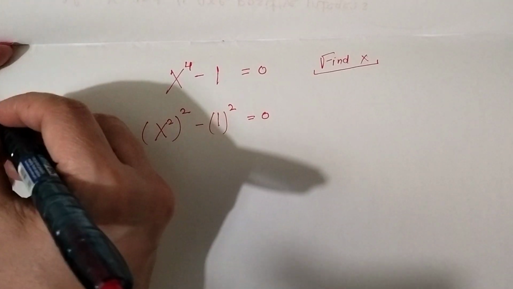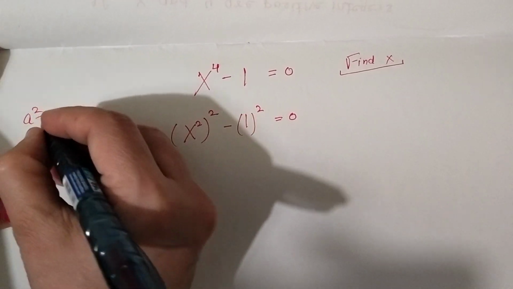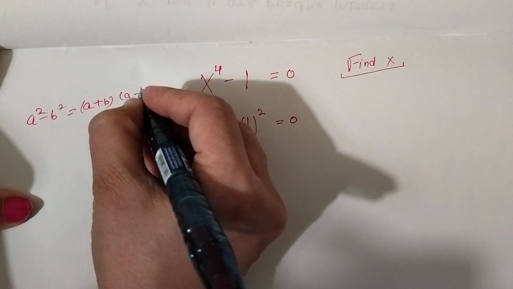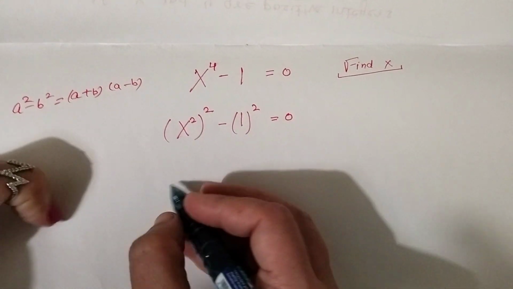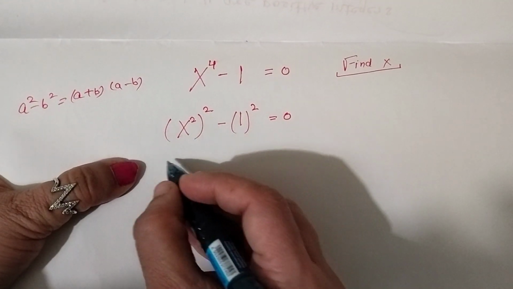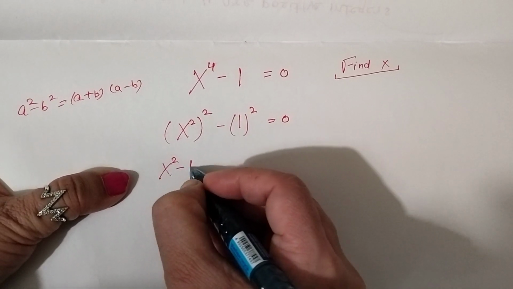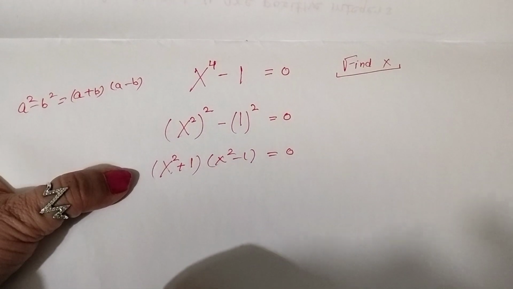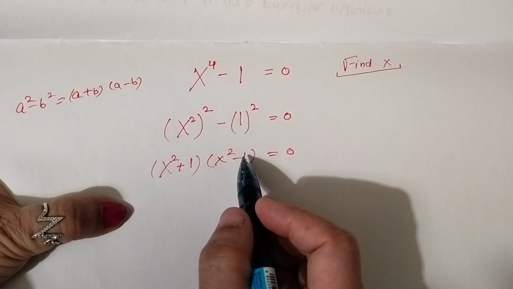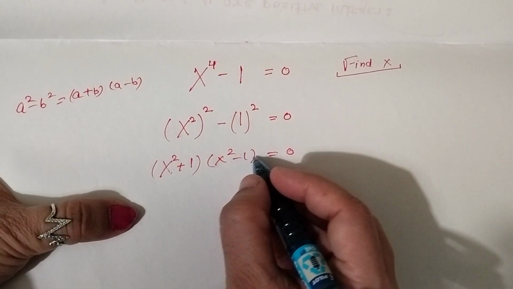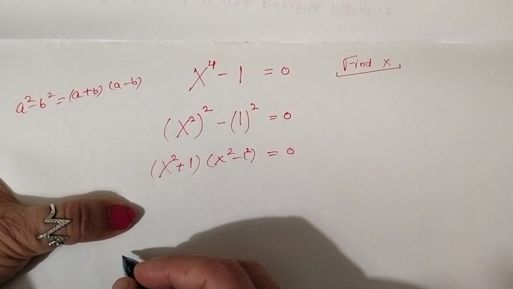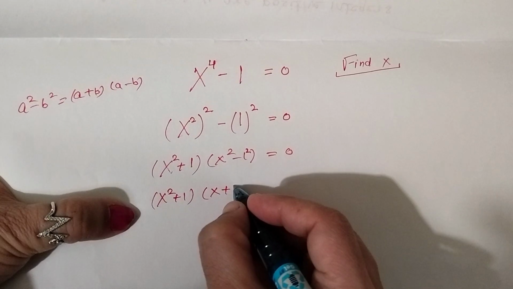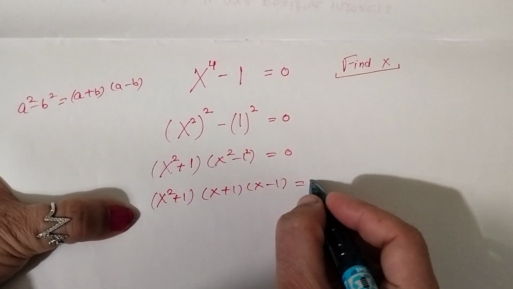Because I know a formula that a square minus b square is equal to a plus b, a minus b, right? So that means this is a, this is b. I can write it like x square plus 1 and x square minus 1 equal to 0. The same formula I will apply here as well. x square minus 1 is actually x square minus 1 square, right? So I have x square plus 1, and this is x plus 1, x minus 1, right?